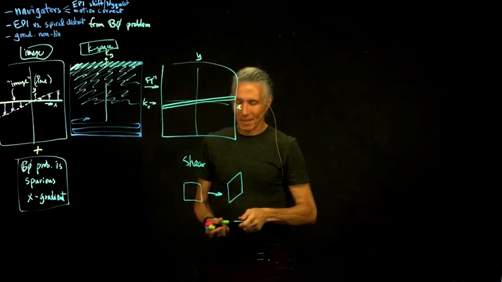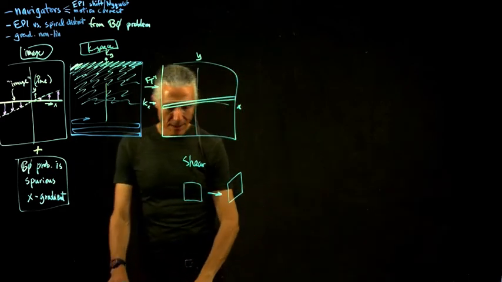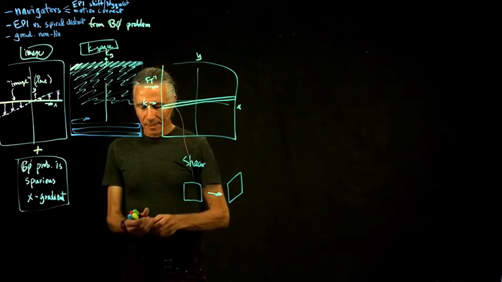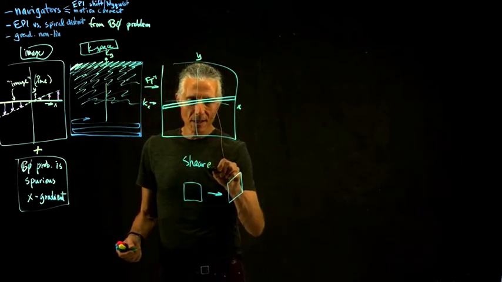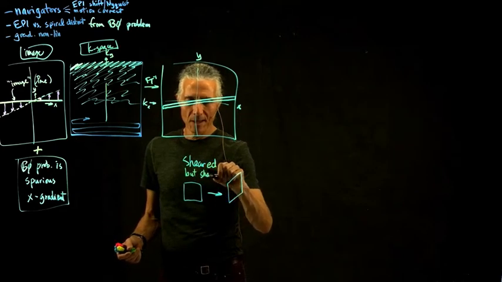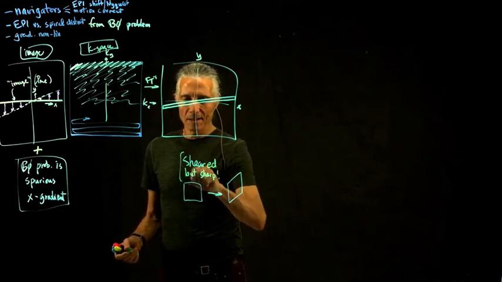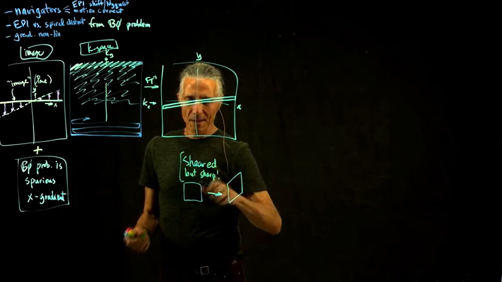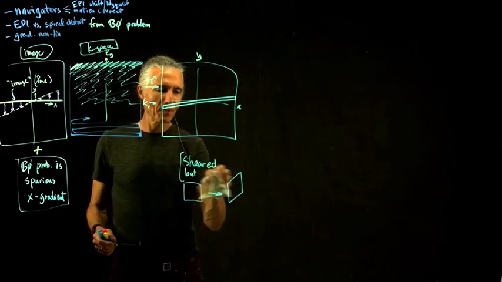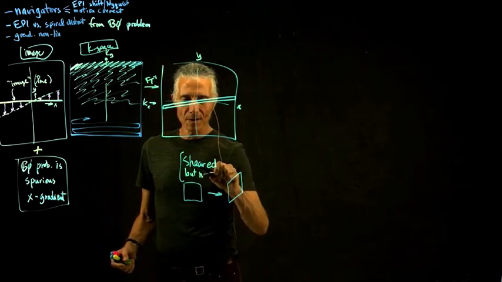Now, that can be corrected. There's various ways of correcting that, like collecting B0 data. But it's sheared, but sharp. Sheared but not blurred. That's the thing about this: it's not blurred.